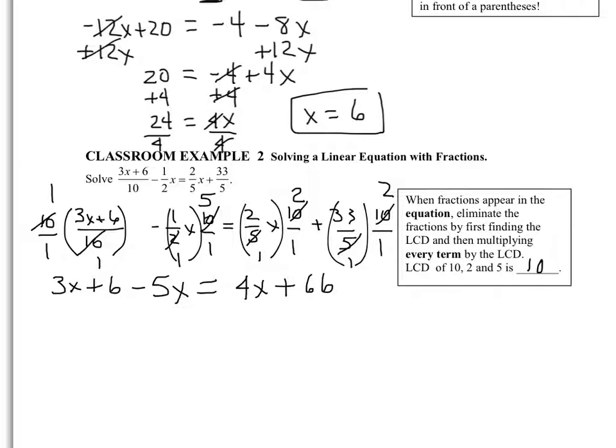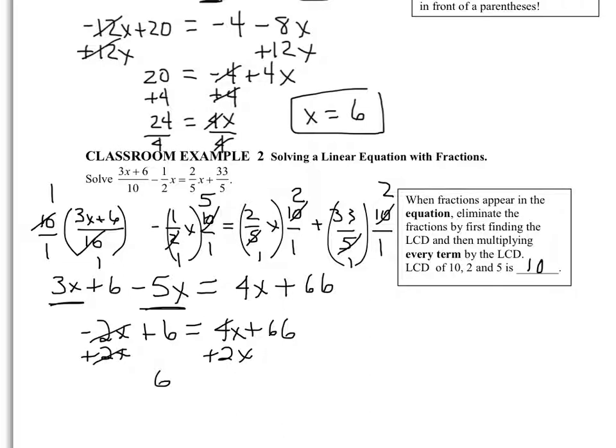We're at the same point we were after we got rid of parentheses in the problem above. So from here, it should be a piece of cake. Remember, look to see if we have common like terms that we could combine. I do on the left side. I have a positive 3x and a negative 5x. When I add those together, I get negative 2x plus 6 equals, I still have 4x plus 66 on the right. Now I need to get the x terms together. Remember, look for the one that's smaller. Negative 2x is smaller than positive 4x, so let's add 2x to each side.